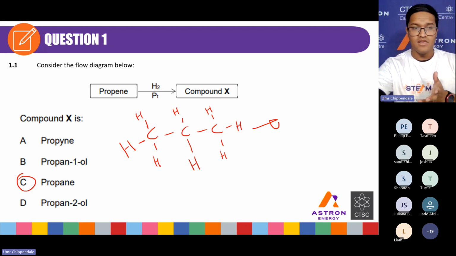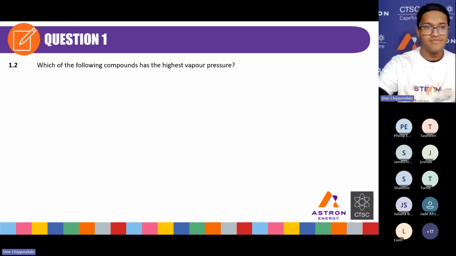Another hint that was given was the platinum. Whenever we have platinum, palladium, or nickel, then that is going to be when you are going to go from an alkene to an alkane.